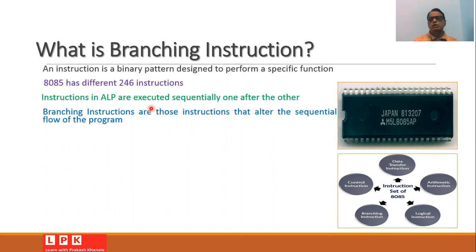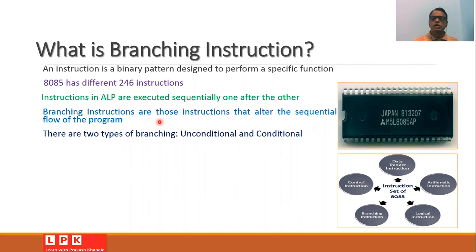But many times we need to jump from one instruction to another. That is, sequential execution is not suited to certain applications, depending upon the problem. In such a case, we need to use branching instructions. So branching instructions are those instructions that alter the sequential flow of the program.